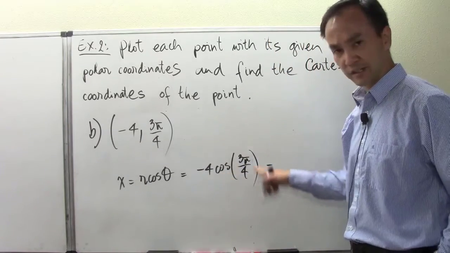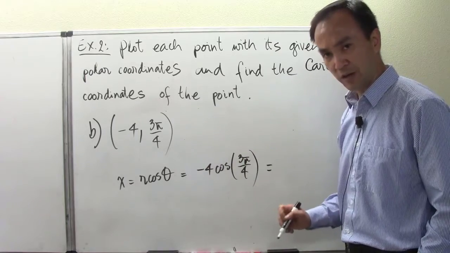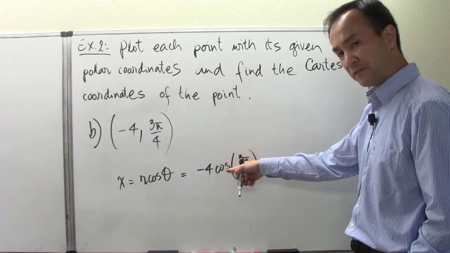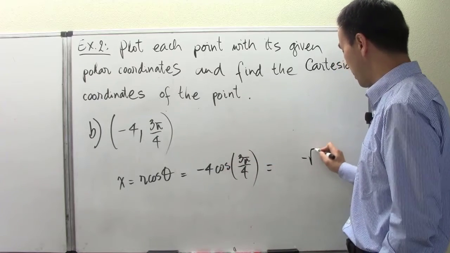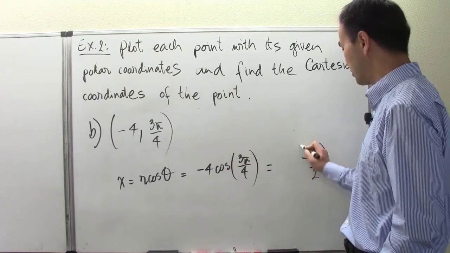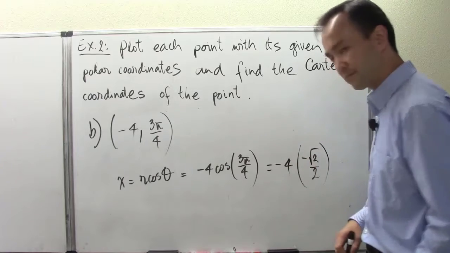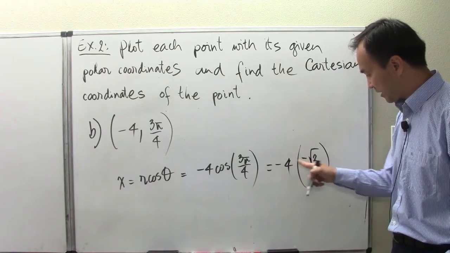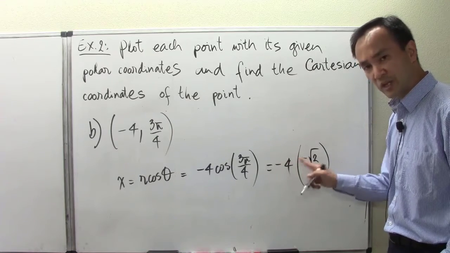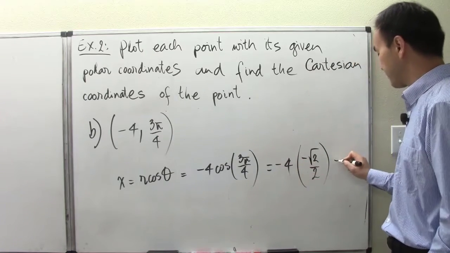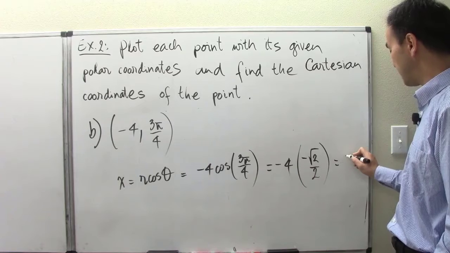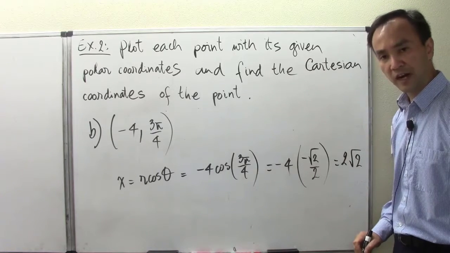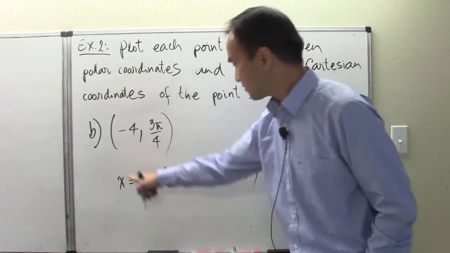Again, this is a problem that's very easy for anyone who has already learned past trigonometry. So cosine of 3 pi over 4 is negative square root 2 over 2, and we're going to multiply that with -4. The negative signs cancel each other, and the 4 cancels with 2, so it becomes a positive 2 square root 2. So we got the x coordinate for our point.